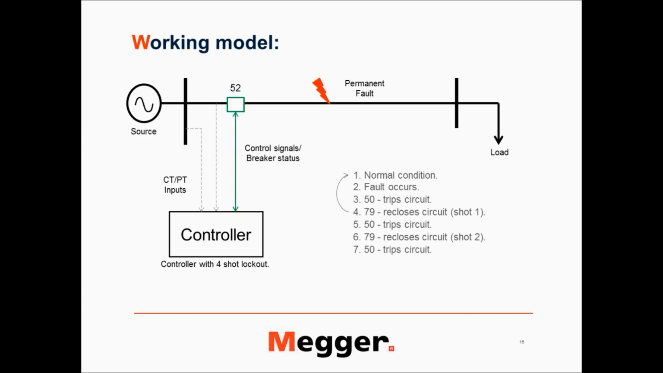And since my circuit breaker is closed, again my source here is supplying the permanent fault and the load as well. Naturally, the current is higher and the voltage is lower again. My 50 function or any other protection function trips the circuit breaker. And after it trips, the whole mechanism is repeated again. The 79 function recloses and sees whether the system balance has been restored or not. So that'll be my third shot, or third reclosing procedure that I follow.